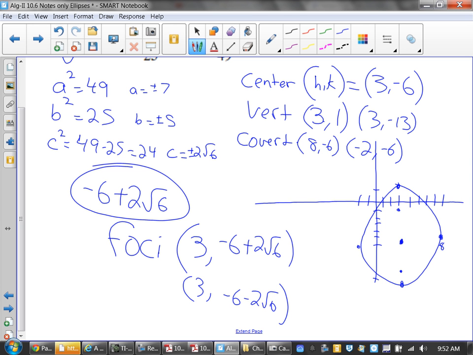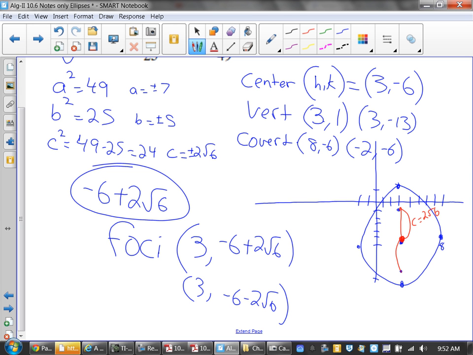I was thinking the other reasons. All right, we were talking about how you got the -6 plus 2 root 6. Remember, your focus is your C value. Your C value is the distance from the center to the focus. If C equals 2 root 6, to move up, I add 2 root 6 to -6. To move down, I subtract 2 root 6 from it. That's all it is. It just happens to look like a crummy number.